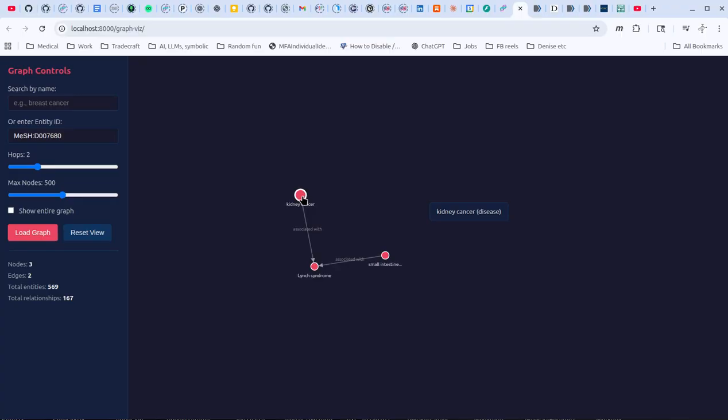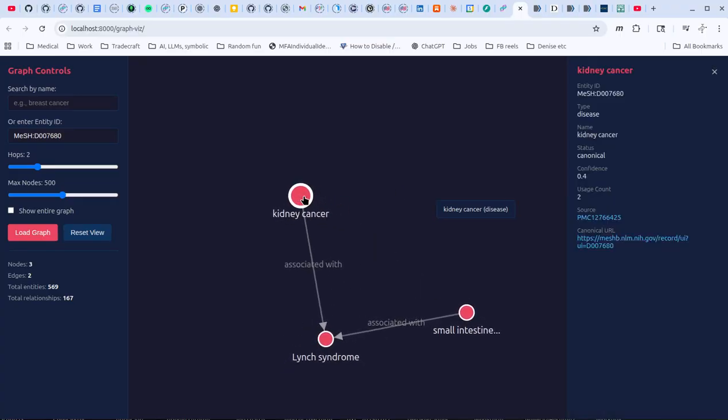Let's see if it has a usage count. Oh, it has a usage count of 2. That's good. So that might just mean that it is mentioned twice in the same paper, since we're only seeing this one paper. Yeah, now that I think of it, when something's very common in the literature, we should see multiple sources for it.